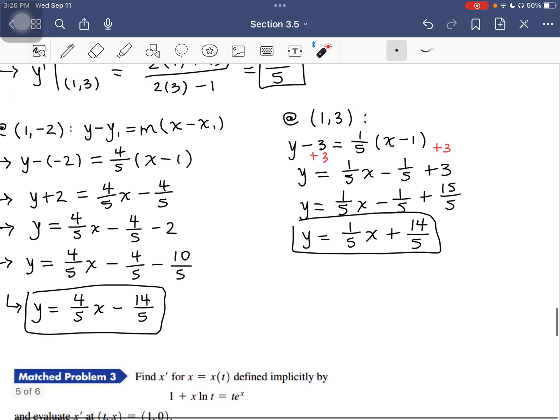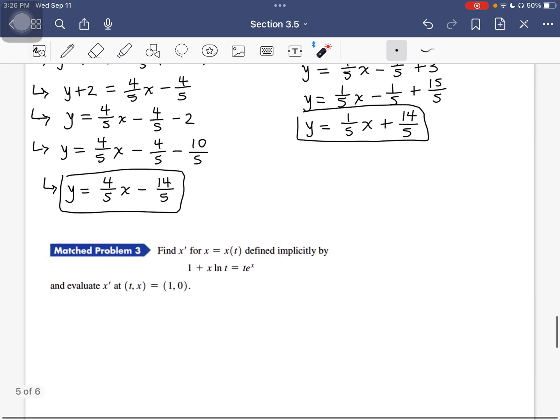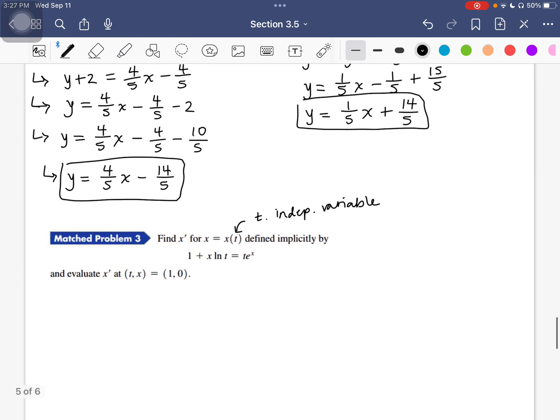All right. And then we're going to look at one more example here. So we want to find x prime for x as a function of t, defined implicitly by this guy here. So in this case now, t is going to be our independent variable. All right, so we're going to find x prime and then evaluate it at this point here.